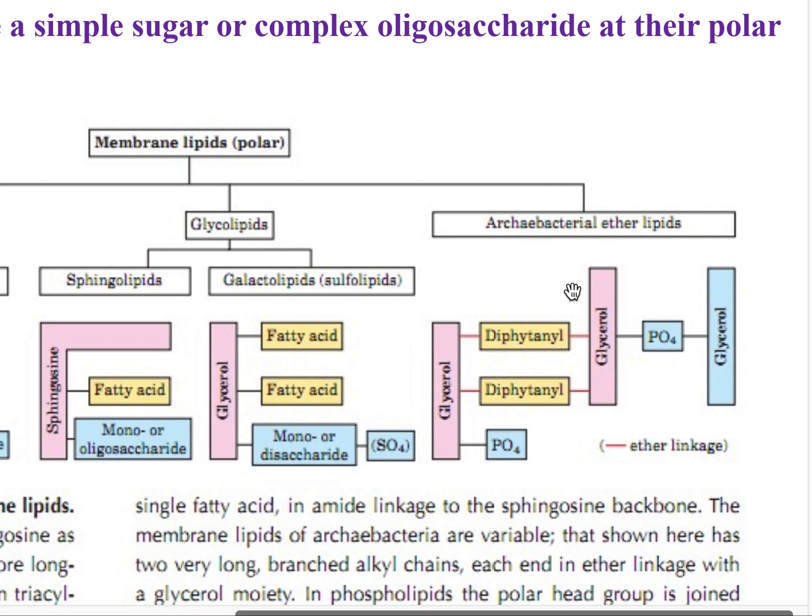This is another type, archaeobacterial ether lipids. These are also found in the lipid membrane. They contain a much more complex structure, where glycerol is attached with diphytanyl and phosphate, and diphytanyl is again bound with another glycerol having phosphate and glycerol.